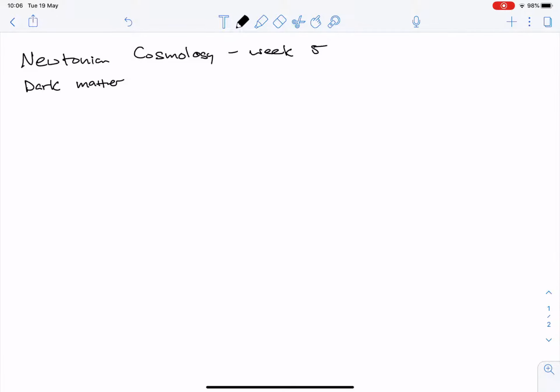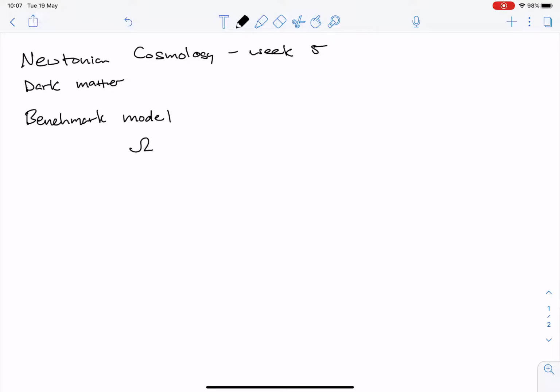So, welcome to week 5 of Newtonian cosmology. Essentially, we've spent the first 4 weeks of this course deriving the equations that govern the evolution of the universe and looking at what the components of the universe are. And at the end of that, we've come up with a benchmark model for the universe as it is now.